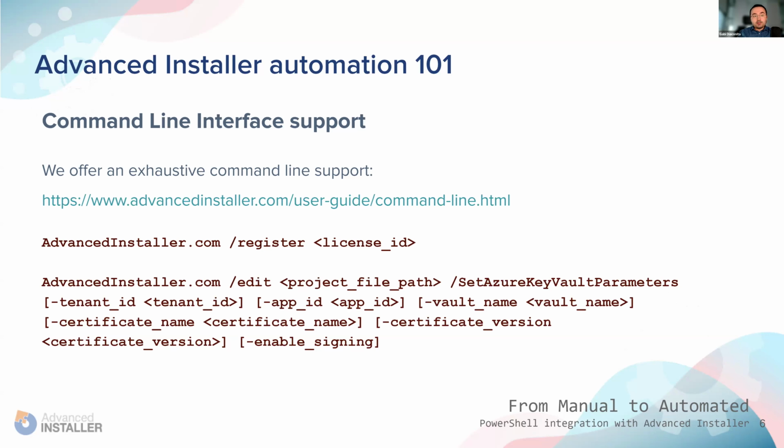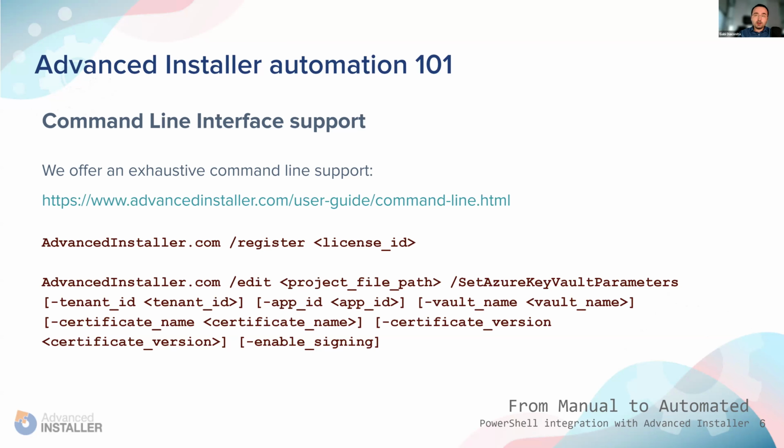The second example here on this slide refers to Azure Key Vault, which is a method of a digital signature for our packages. Advanced Installer allows a range of ways to sign your package. One of them is Azure Key Vault. Another one is using a certificate file, which Alex will focus on. And there are more that are available.